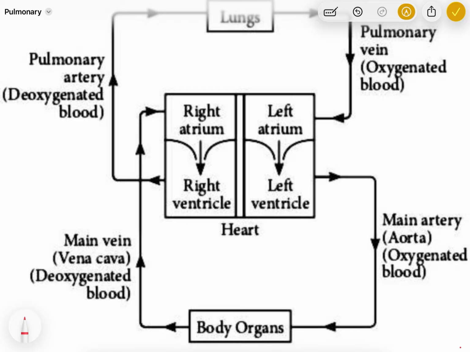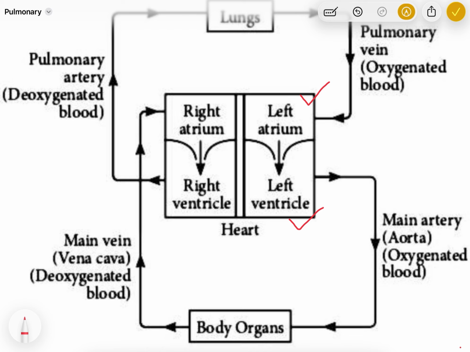To start with, we know the human heart is made of four chambers. The upper two chambers we call atria or auricles, and the lower two chambers we call ventricles. If they are towards the right, we call them right atrium and right ventricle. If they are towards the left side, we call them left atrium and left ventricle.